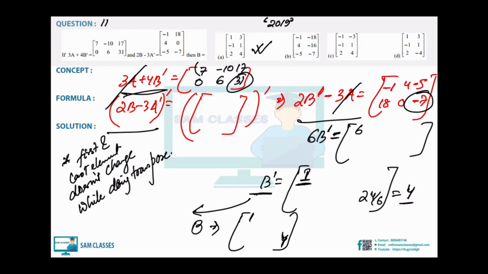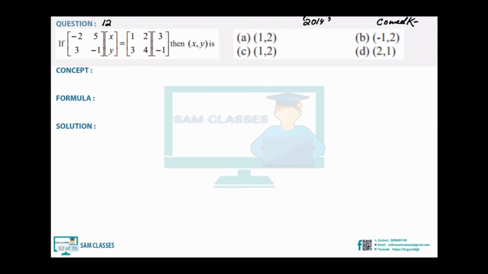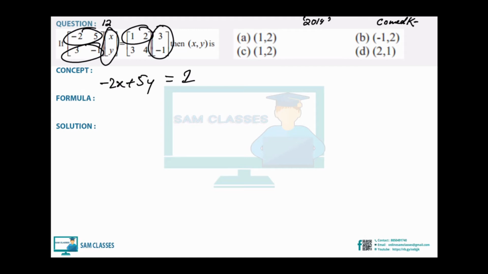Now let's see the next question. Again we have to solve it. This is pretty much simple. Just multiply this into this, you'll get one equation: -2x + 5y, and this into this, 3 minus 2, that is equal to 1. And this into this, so 3x - y is equal to this into this. If you do it, 9 minus 4, that is 5.